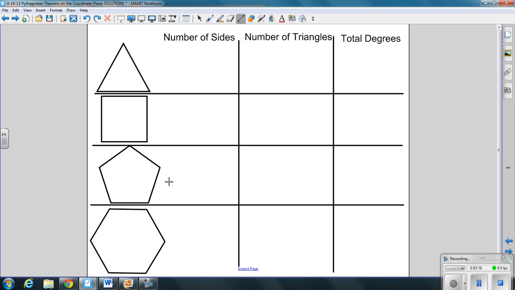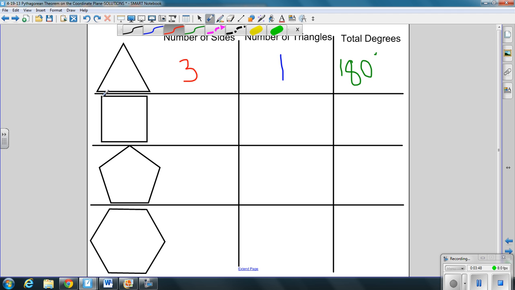So we're going to go through this sheet. We're going to figure out the number of sides, the number of triangles in the shape, and the total degrees. So how many sides does this shape have? I really hope we're saying 3. And how many triangles is a triangle? Well, this is one triangle. And a triangle measures how many degrees? 180. We all know this, right? So let's take a look at the square.